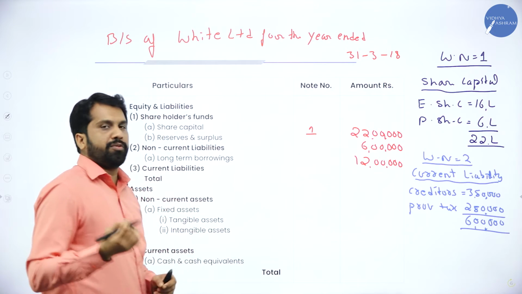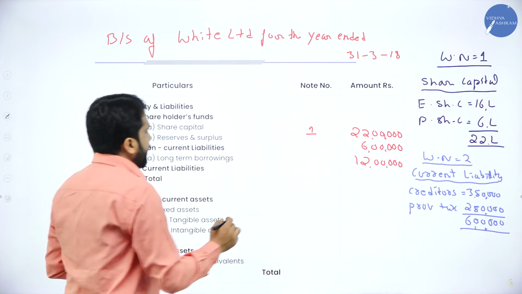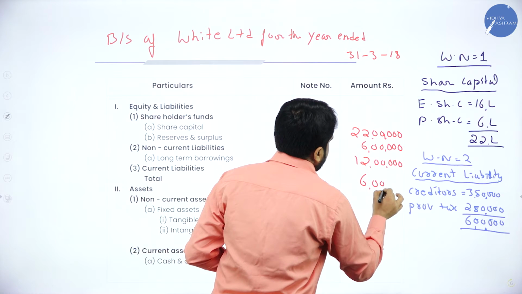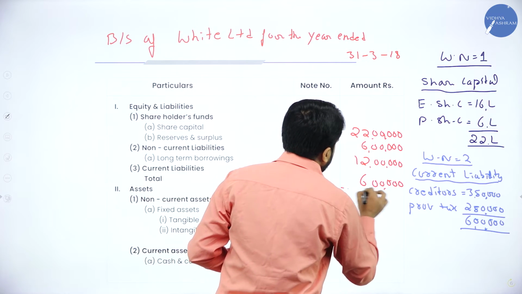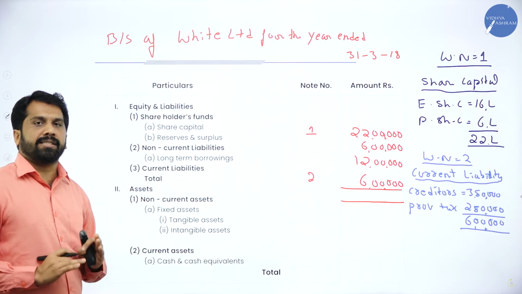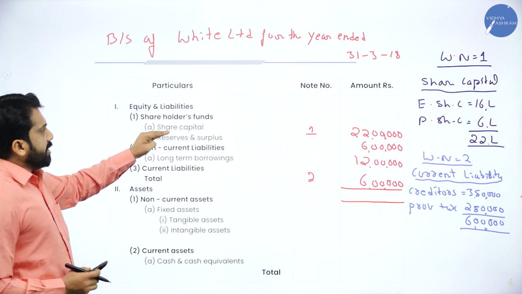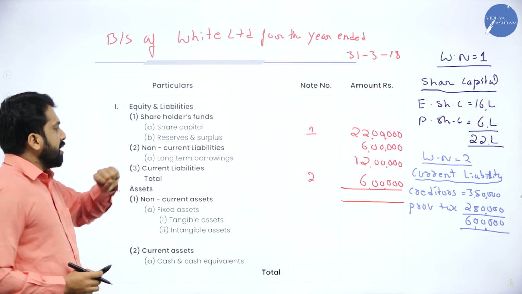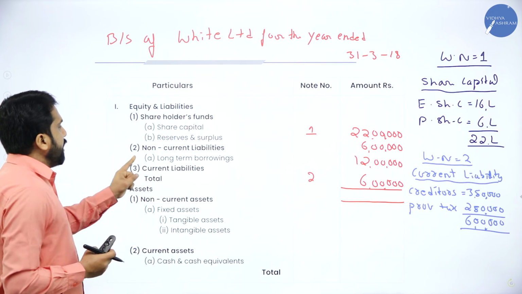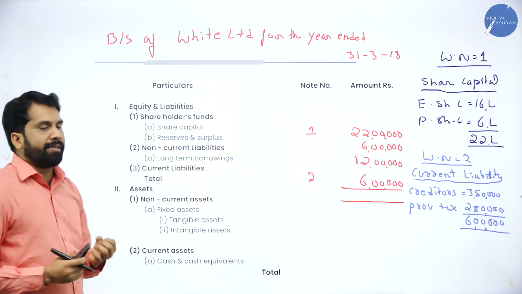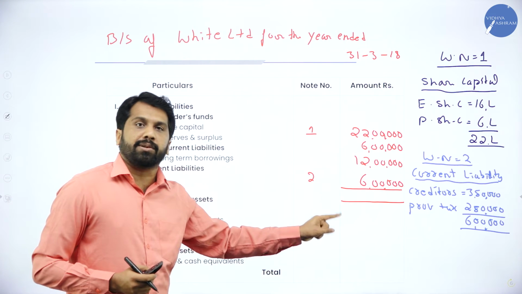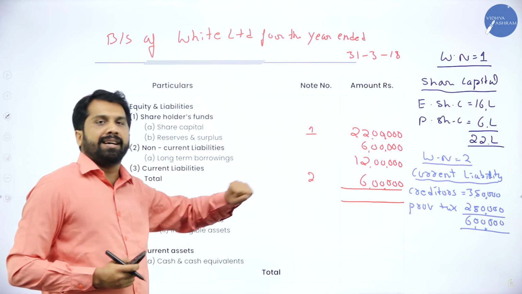So the same answer we have to mention. Your current liability as per working note 2, the answer is 6 lakh. Your liability part is over. Any doubt in this? No. So first thing, share capital we have done working note. Reserve and surplus as per the question exactly we have taken, and your non-current liability is nothing but debentures, and your current liability we have done working note. As per the working note we have taken amount.